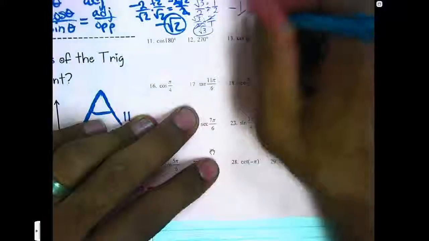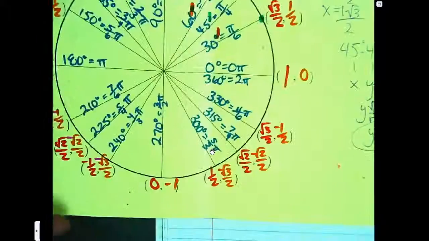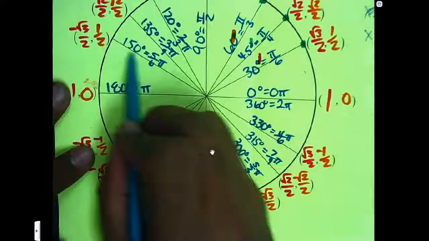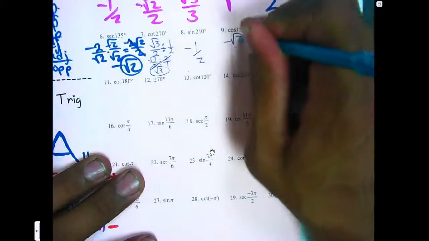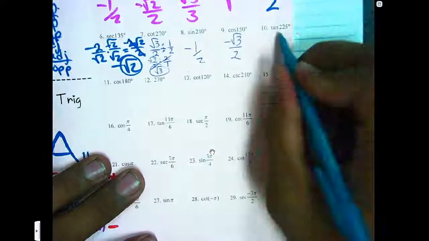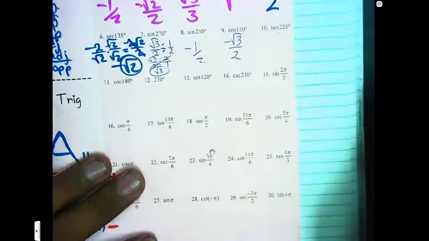So that's negative 1/2. Cosine of 150. Okay, let's see, that's going to be the x value, so that's negative rad 3 over 2. Negative rad 3 over 2. And now tangent of 225.